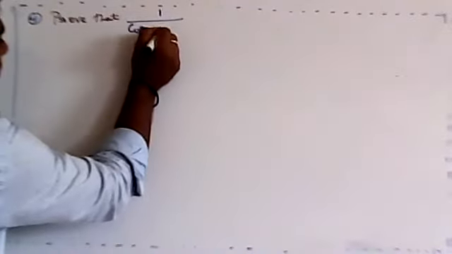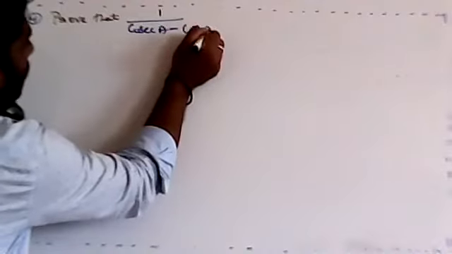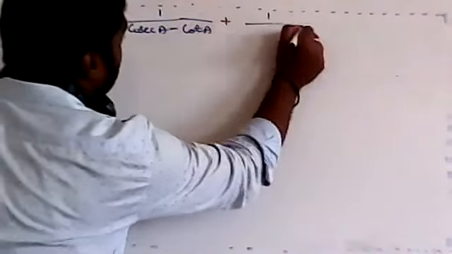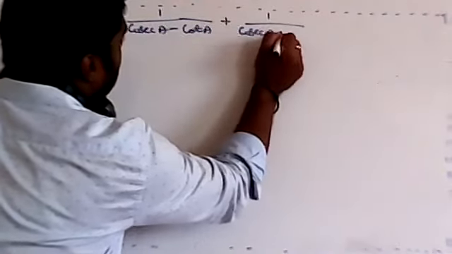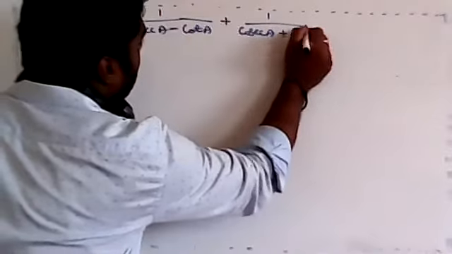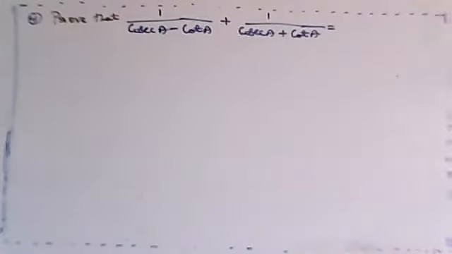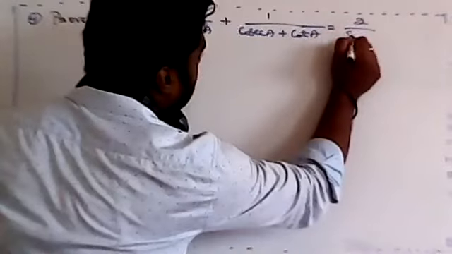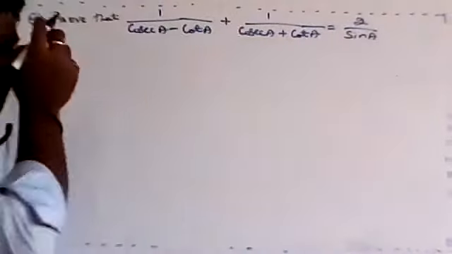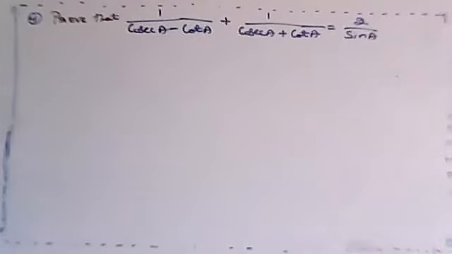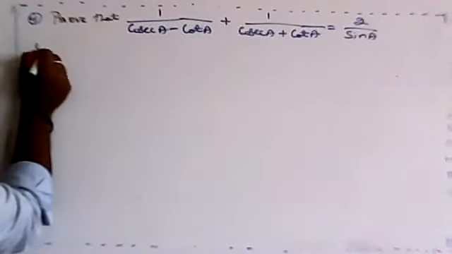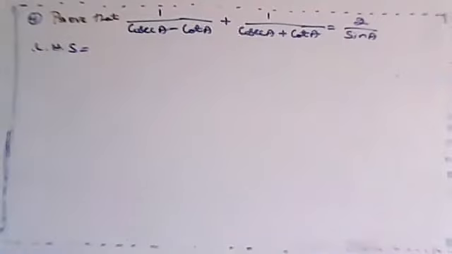So next one, prove that 1 by cosecant A minus cot A plus 1 by cosecant A plus cot A is equal to 2 by sine A. Same thing, we have to take the LHS side and prove the RHS side. So now tell me, what are we going for?